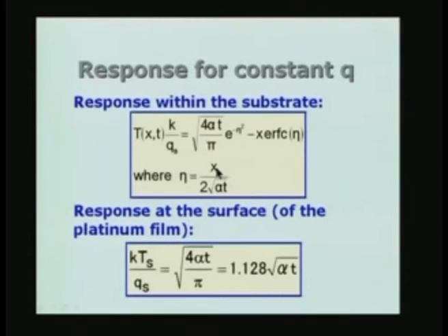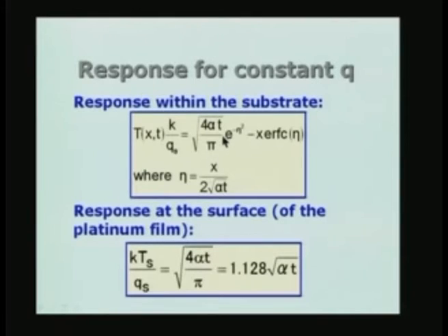X is the distance, t is the time, alpha is the thermal diffusivity, minus x times the complementary error function of eta. The student need not worry about the error function and so on. These functions are all given in the form of tables in books on mathematical handbooks of mathematics. So, we can just take it from there, and for the present, we will simply assume that the solution is obtained by a suitable method of solving the one dimensional heat equation.